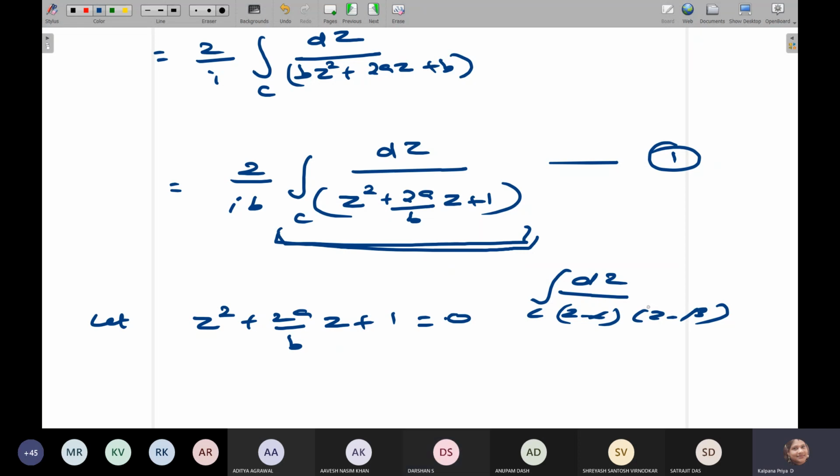Then what is P of z by Q of z? P of z by Q of z is 1 by z minus alpha into z minus beta. So P of z is the numerator, which is 1, and Q of z is the denominator, which is z minus alpha into z minus beta. That's it. Okay, thank you. Whatever your poles are, we can write the poles in terms of these, this way.